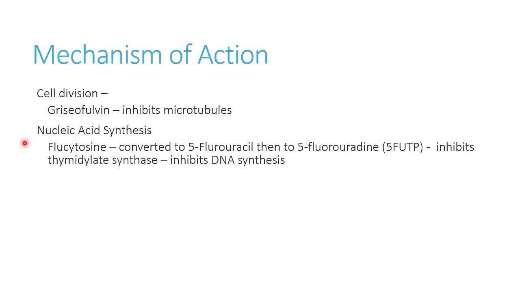And then in some cases, we'll do things like affect nucleic acid synthesis. So, for instance, flucytosine will actually be converted to a drug called fluorouracil, and it will prevent things like thymidine from actually being formed. So again, it prevents DNA from being formed. You prevent the actual cell from producing new DNA.